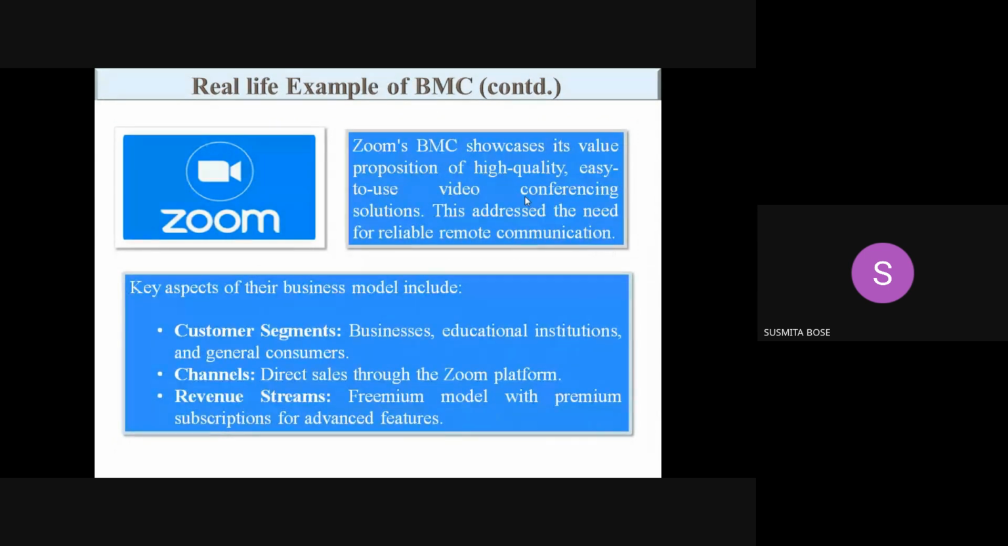Next comes Zoom. Zoom's BMC showcases its value proposition of high quality, easy to use video conferencing solutions. This addressed the need for reliable remote communication. For their BMC, the customer segments were businesses, educational institutions, and general consumers. For channels, they use direct sales through the Zoom platform. And revenue streams: a freemium model with premium subscriptions for advanced features.